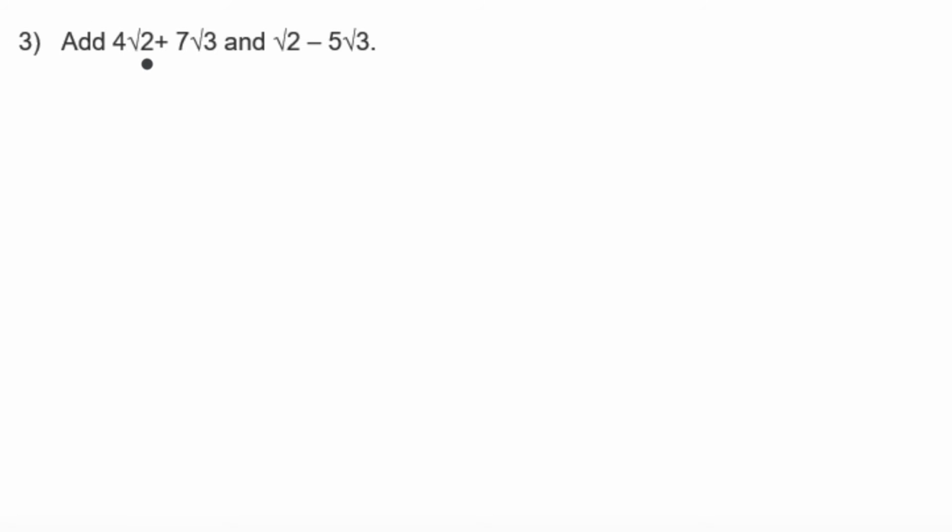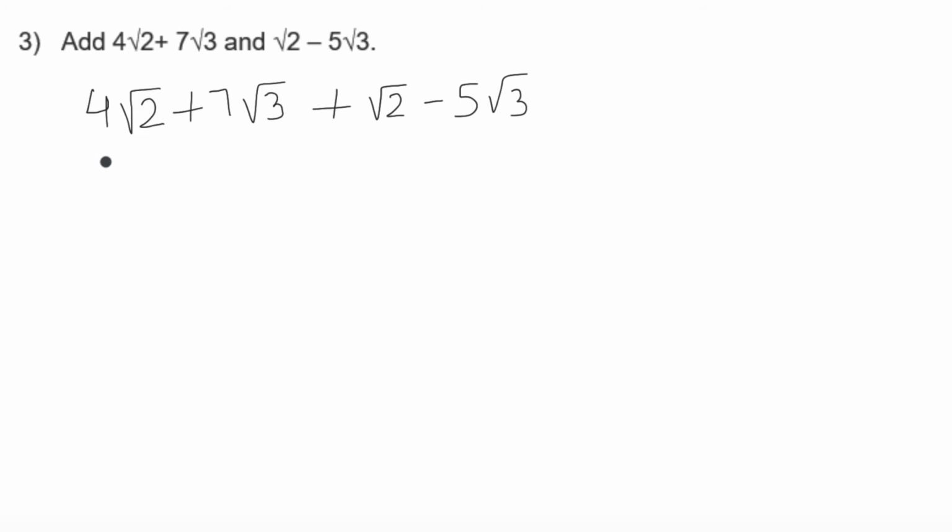add 4 under root 2 plus 7 under root 3 and under root 2 minus 5 under root 3. We will write it like this: 4 under root 2 plus 7 under root 3 plus under root 2 minus 5 under root 3. 4 under root 2, and then we keep this root 2 here, then 7 root 3 and minus 5 root 3.